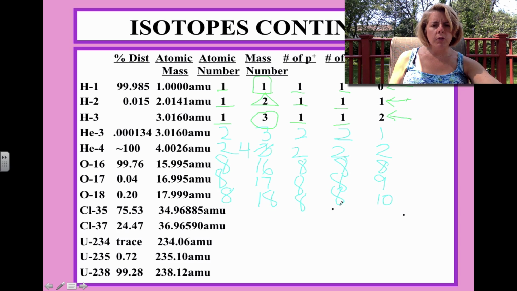So what I want you to do is, on your own, do chlorine and uranium. You want to look up their atomic numbers, and then the mass number is listed right after the element symbol, and then you should be able to figure out the rest. For now, just go ahead and skip nuclear charge because we don't want to discuss that yet.